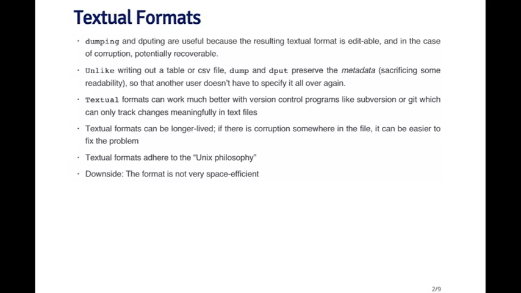Textual formats can also work better if you're using a version control program like Subversion or Git, where you're tracking changes between documents. Those types of programs tend to be much more useful with textual data rather than binary data, so that you can track changes meaningfully. Textual formats adhere to the general Unix philosophy, which is to store all kinds of data in text. But the one downside with textual formats is they tend not to be very space efficient. They tend to take up a lot of space, and so they often need to be compressed.